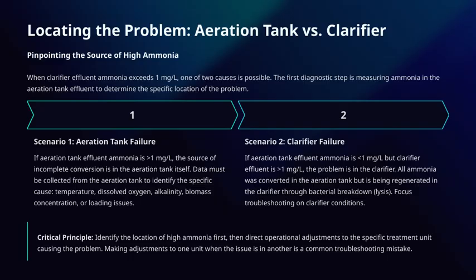Once you know the location, you can direct your operational adjustments precisely to that unit. Trying to troubleshoot or make adjustments to the wrong part of the process, say, adjusting the clarifier when the issue is actually in the aeration tank, is a common mistake and can lead to ineffective solutions. So remember, pinpoint the source first, then focus your efforts there. That's the most effective way to troubleshoot and resolve high ammonia issues efficiently.